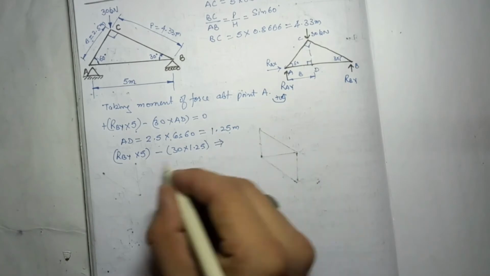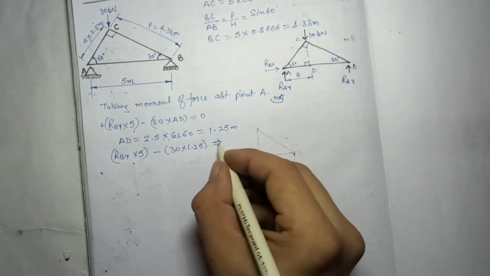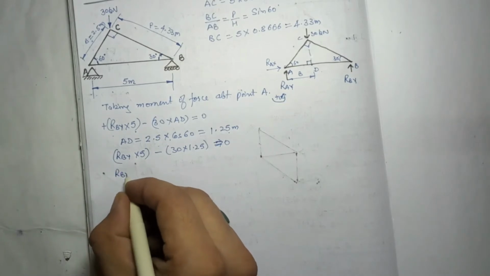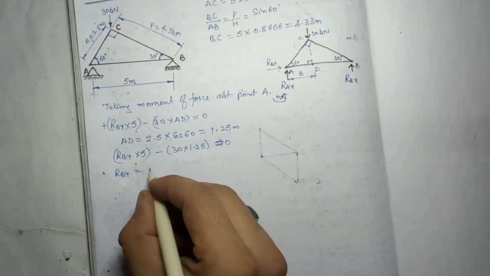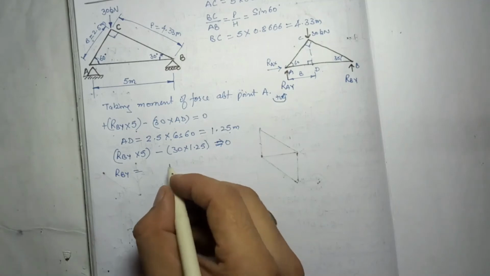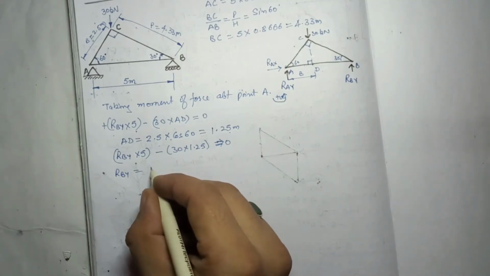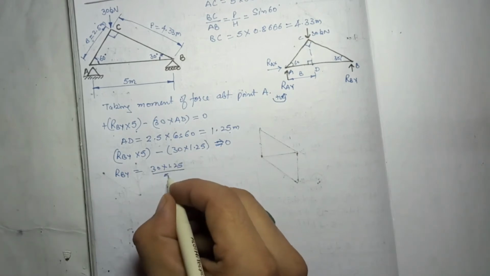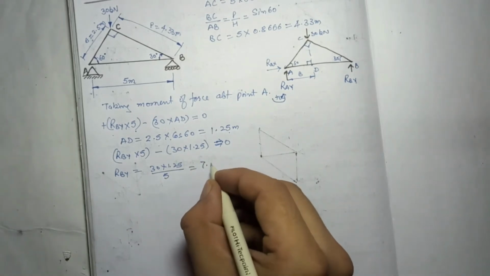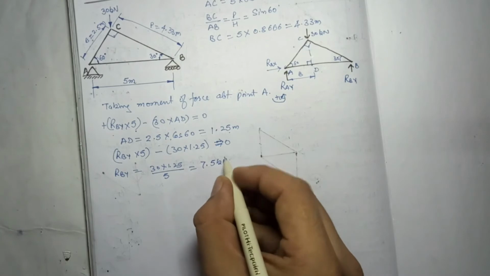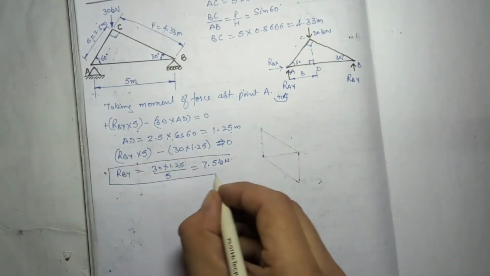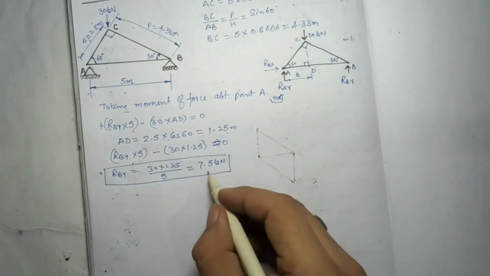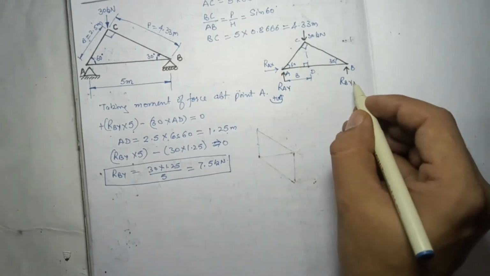So if I solve this equation, that is equal to 0. When I solve this, I'm getting RBY, that is equal to, it will go on that side, after multiplying, I'm getting it 30 into 1.25 divided by 5. So finally I'm getting 7.5 kilonewton, and the value is coming positive, so it means RBY, the assumed direction was upward, so it is positive, so this is upward reaction.